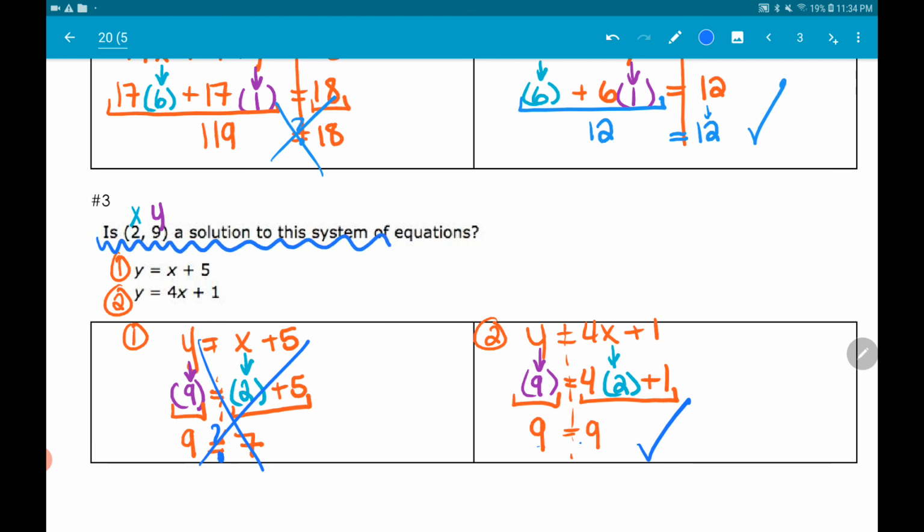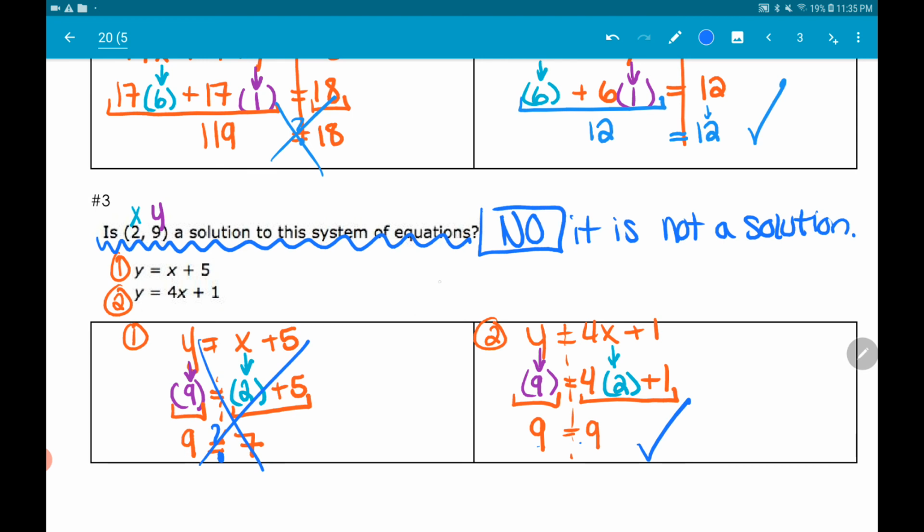Now we go back to the question. Is this a solution to the system? No. It is not a solution. But why? Let's remember, in order to be a solution, both of these have to work. And in this situation, it works for equation 2, but it does not work for equation 1. Therefore, it is not a solution.